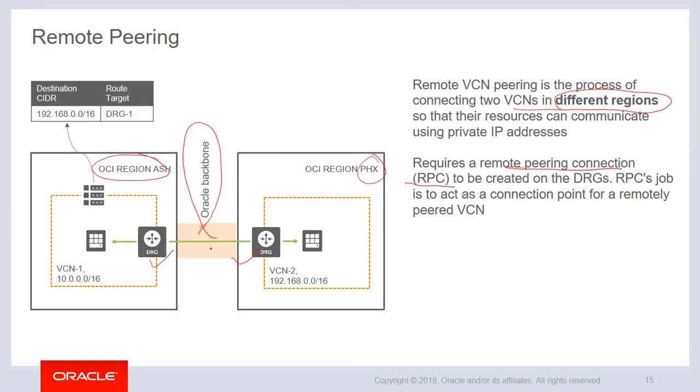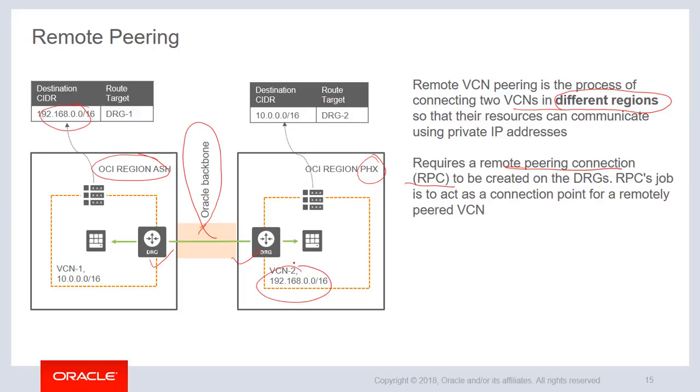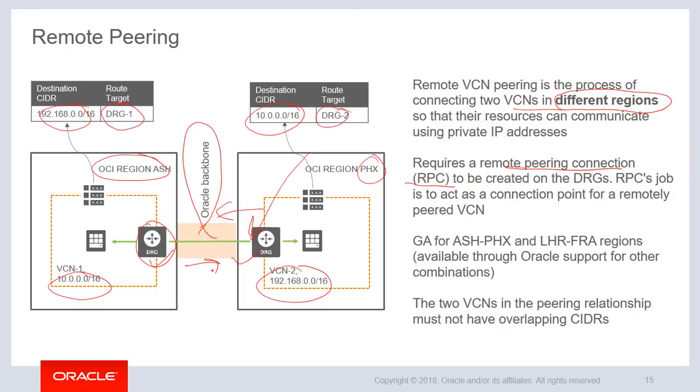And similar to the previous slide, you have to update the route table. In this case, you are saying my destination is this particular VCN, and for the other route table, you are saying my destination is this particular VCN, and you are sending the traffic in the first case through DRG1 here, and in the other case through DRG2 to this DRG. So similar concept, but implemented in a little bit different manner using DRGs.